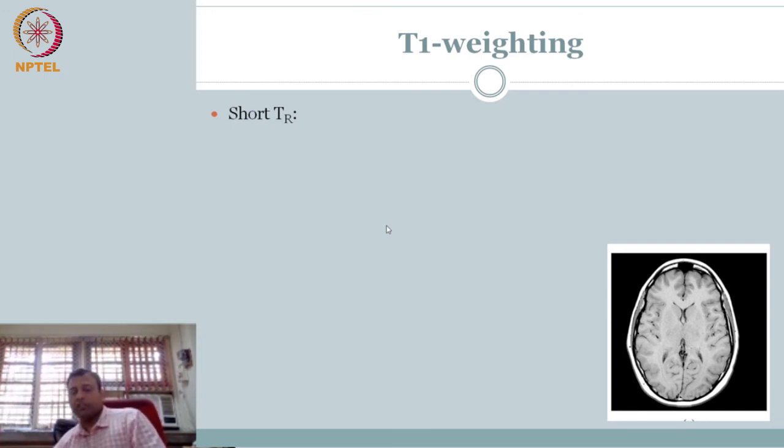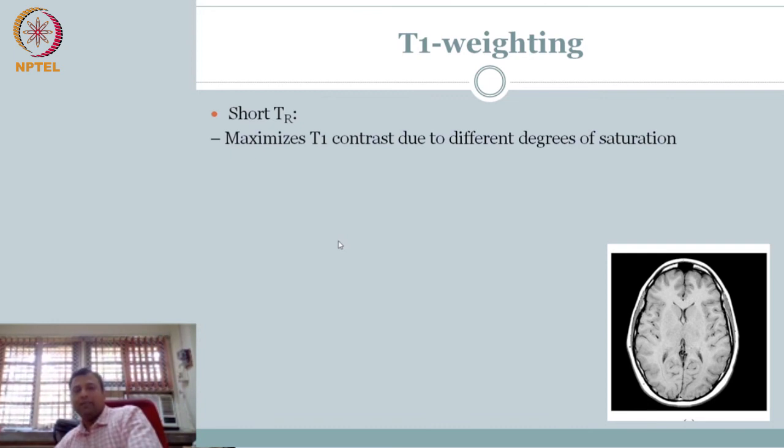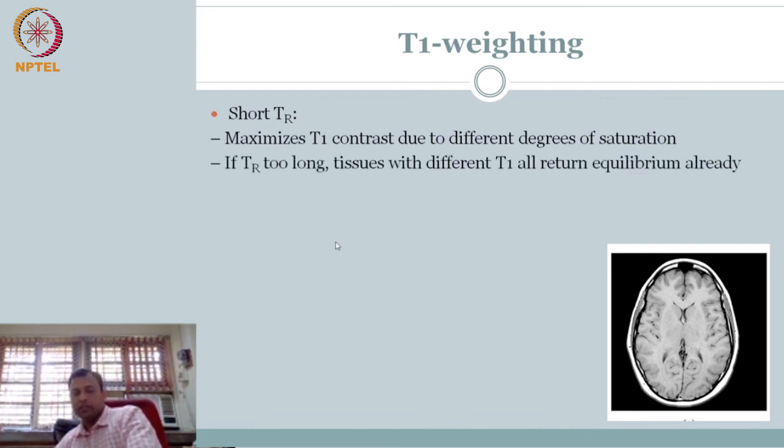The previous two sequences had long TR. Now we have to do short TR because I want to exploit the difference in T1. So it maximizes T1 contrast due to different degrees of saturation. If TR is too long, everything will come to equilibrium, so you won't be able to differentiate one location from another.